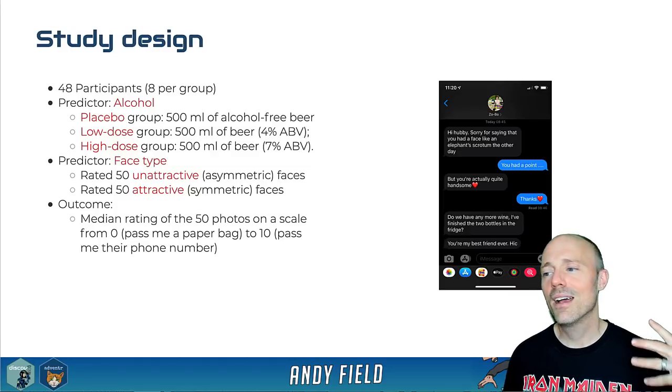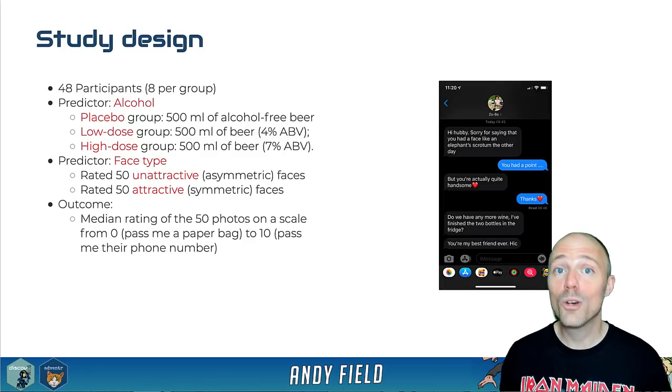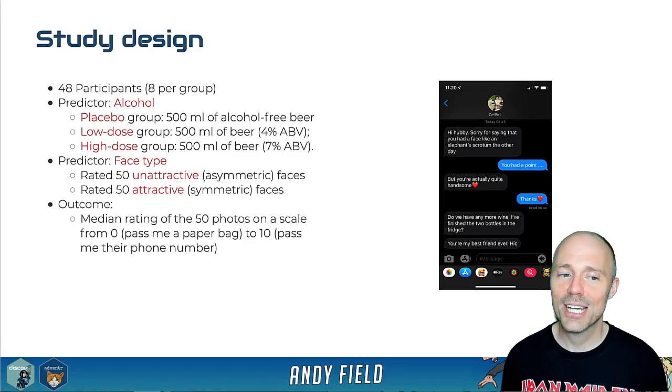So this is an independent design. A given participant was only in one of the 3 alcohol groups, and they either rated 50 attractive faces or they rated 50 unattractive faces. They didn't mix it up at all.